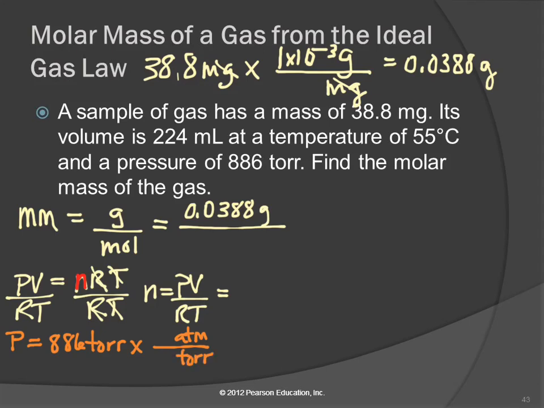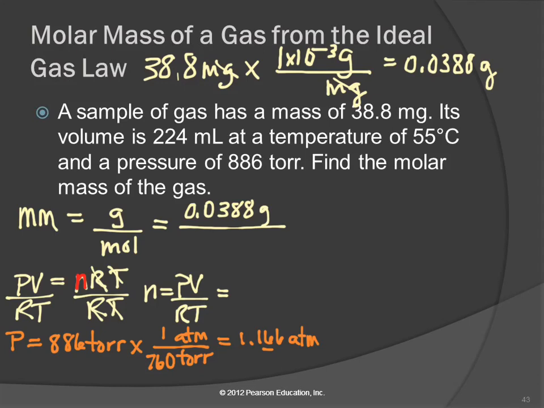And we should remember that 1 atmosphere is 760 torr. So we've got 886 times 1 divided by 760. I'm going to carry an extra digit: 1.166. This is the last significant digit.